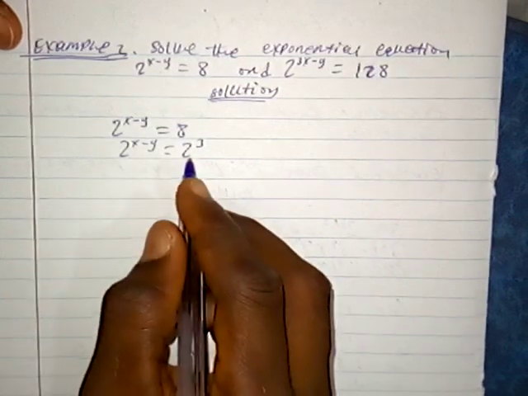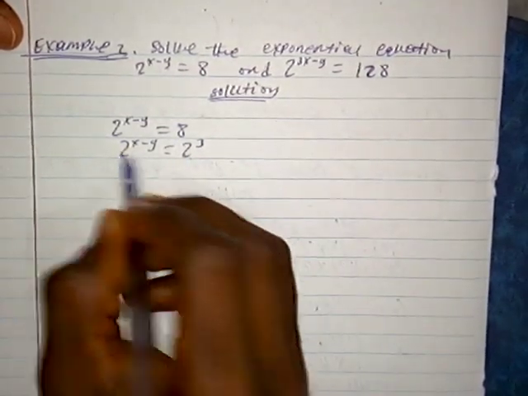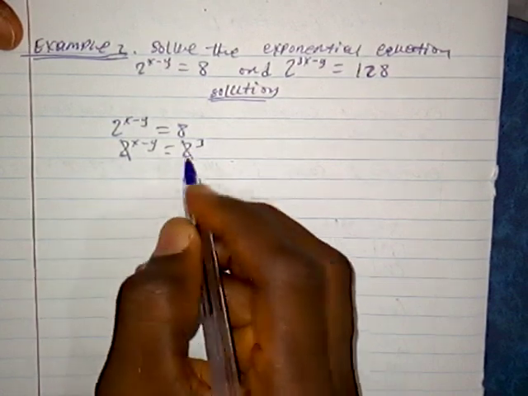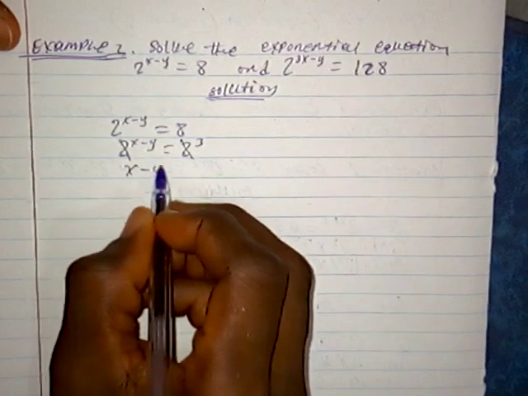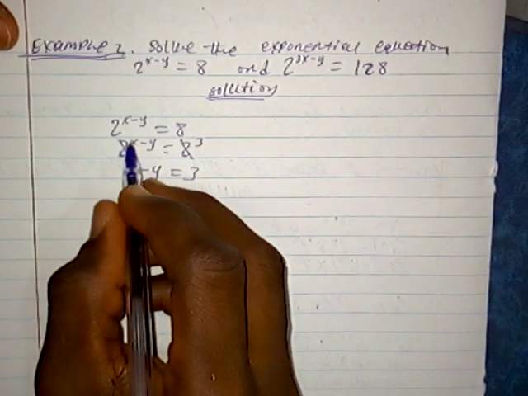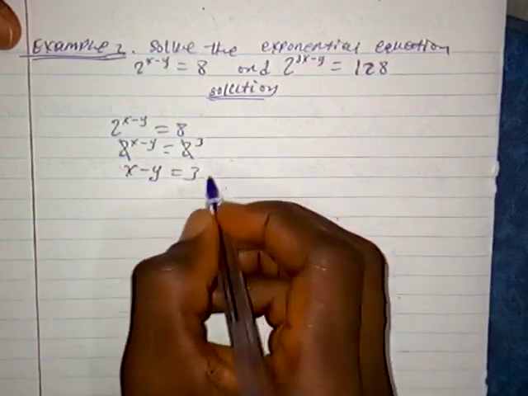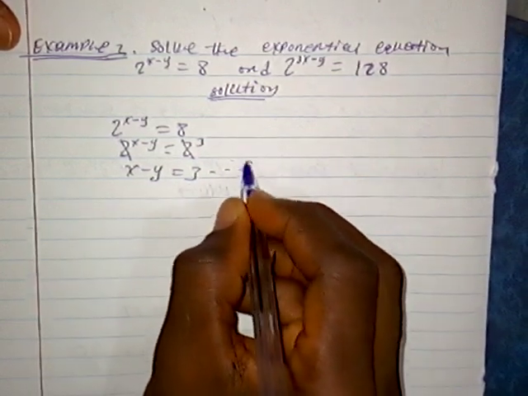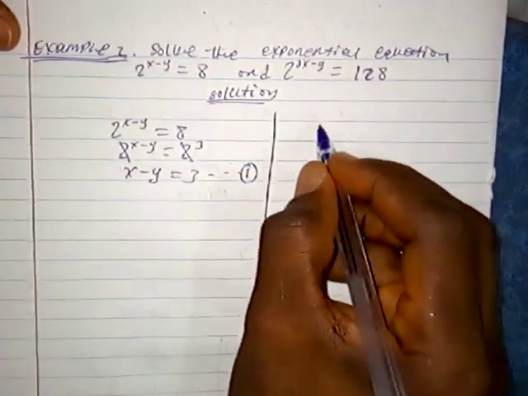That's going to give you 8. You see? So now the bases are the same. Base 2, base 2. Cancel this, cancel this. We eliminate the base and equate the powers. So x minus y is equal to 3. So what are the powers here? x minus y. Here is 3. So we say this is equation 1.